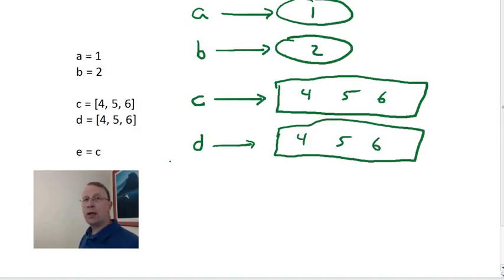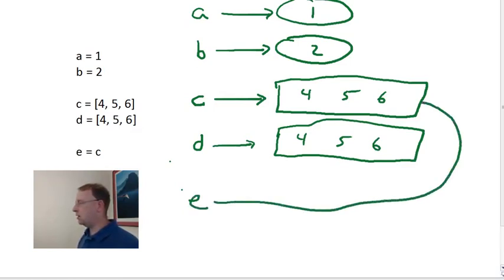Now we assign E equals C. So we create our variable E here. Well, we're going to link it to exactly the same thing that C has, exactly the same value. So we see a distinction here that C and E have exactly the same value. They point to exactly the same box, whereas D points to a different box that just happens to look the same. That's an important distinction that we're going to explore more.